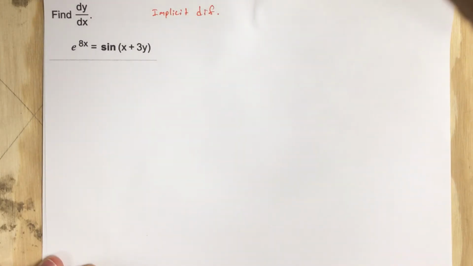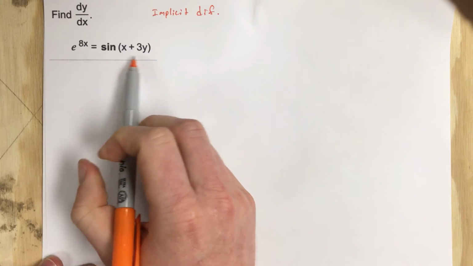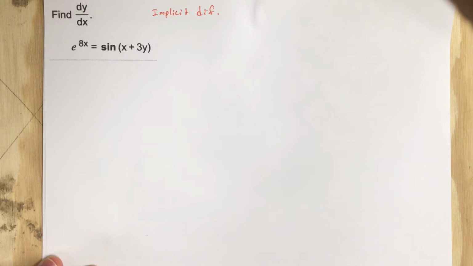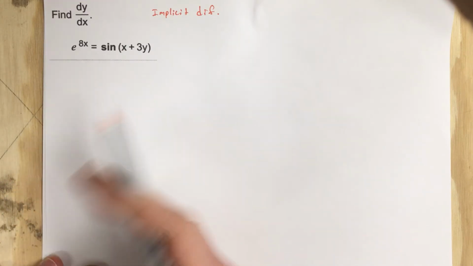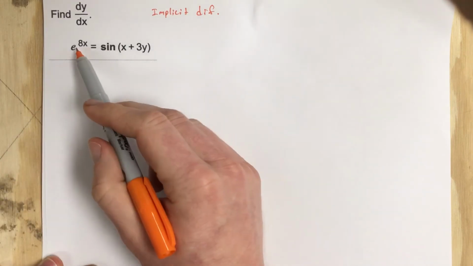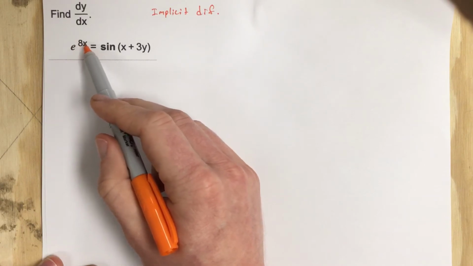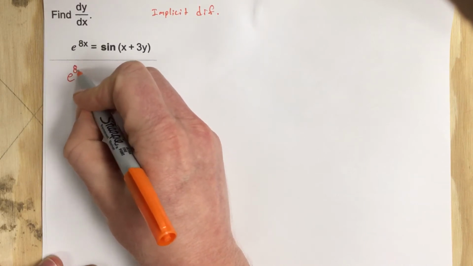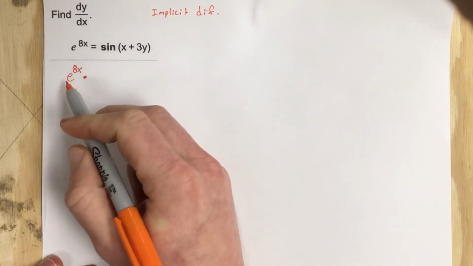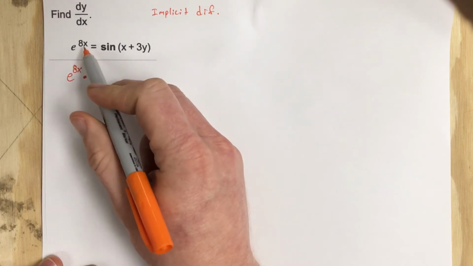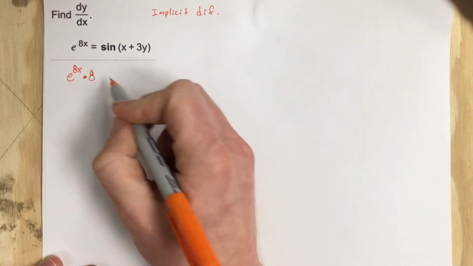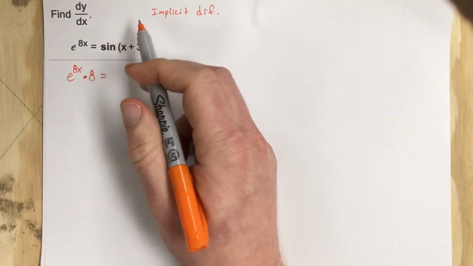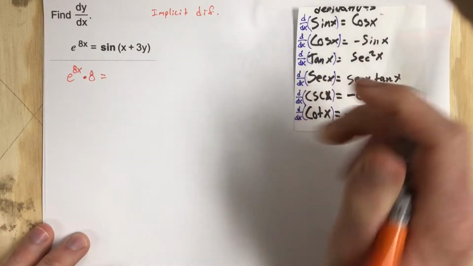To use implicit differentiation, we're just going to start taking the derivative from left to right. And anytime we run into where we take the derivative of y, we're just going to write dy over dx afterwards. So let's start by doing the derivative of e to the 8x. We've got to use the chain rule, so we have e to the 8x times, because the derivative of e to the x stays the same, times the derivative of the inside, which is 8. Derivative of 8x is 8.